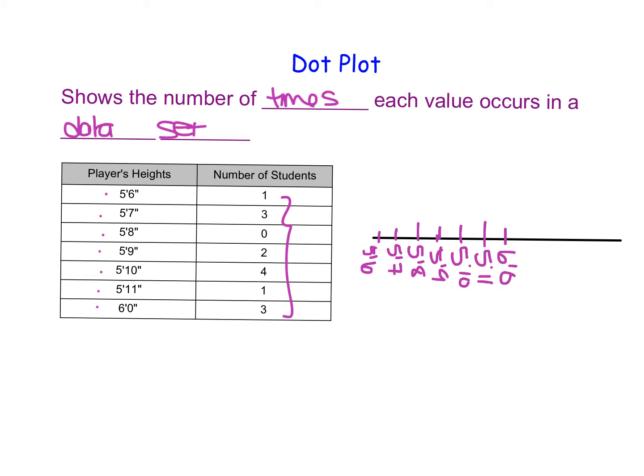So now what we can do is we can actually represent how many are at each height by using dots. So at 5'6, I have 1. So I'm going to put 1 dot. At 5'7, I have 3. So I have 3 dots. At 5'8, I have none, so I leave it blank. 5'9, I have 2. 5'10, I have 1, 2, 3, 4. 5'11, there's 1, and 6 feet, there's 1, 2, 3. So again, just a different way to show how that data can be represented so that you can see how it is spread out and where there might be groups of numbers that are higher, lower, and you can make some interpretations.